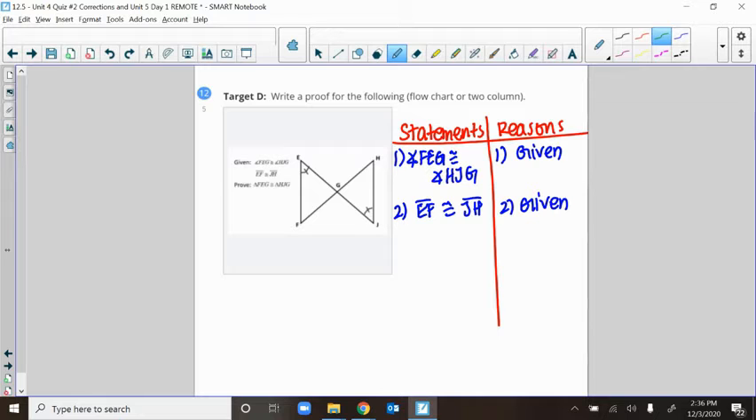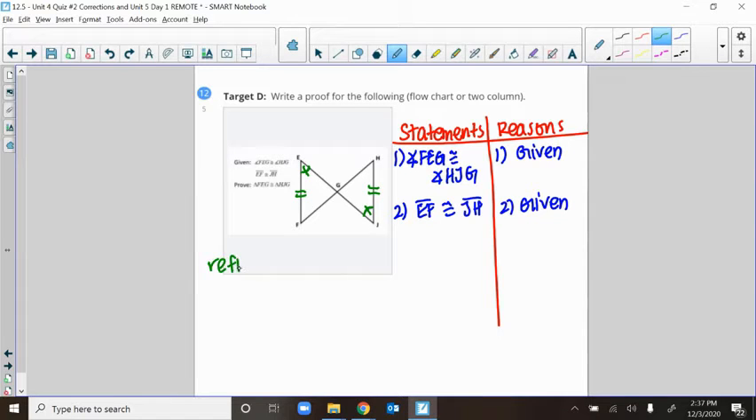Next thing, I'm going to label what they're telling me in this diagram. The first thing they told me, angle FEG, which is this one over here, is congruent to angle HJG, which is this one over here. So that's already marked for you. The second given is segment EF, this segment over here, is congruent to segment JH. Because those are the only two givens, you have to go one step further.